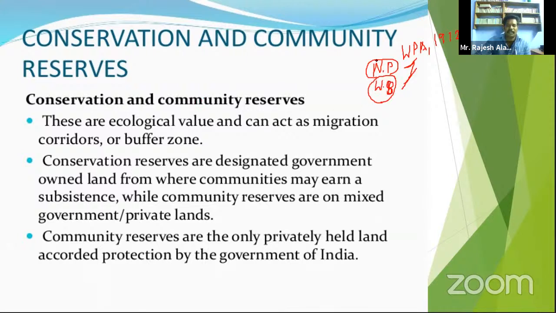So conservation, but these are not sufficient. When we declare something as a national park and wildlife sanctuary, still there are various problems to be met. Okay, sir, there are some disputes. Man-animal conflict is going on. Industrialization and settlement are going on. Villagers unknowingly are entering into this forest. So to overcome this, we have some more conservation mechanisms called conservation and community reserves.